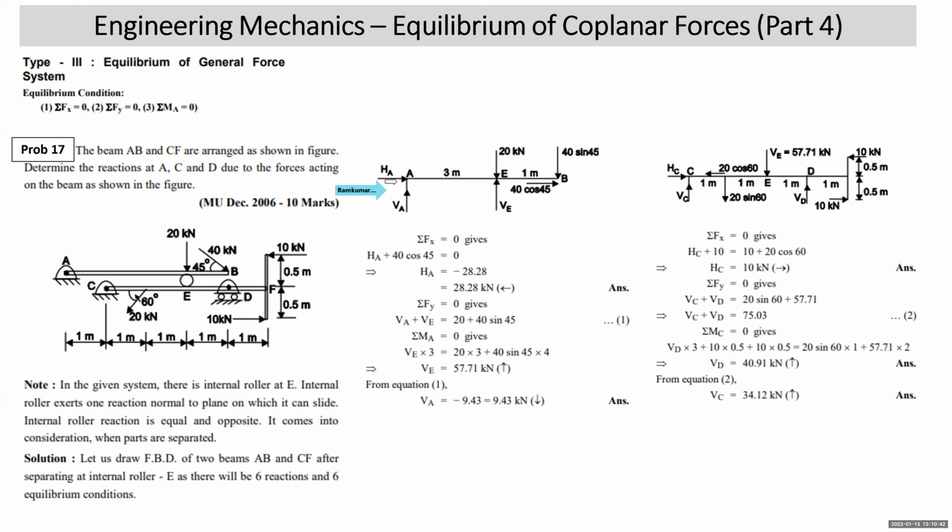We write sigma Fx equal to 0, HA plus 40 cos 45 is 0, so HA comes minus 28. Minus means the assumed direction of HA was wrong. It is not to the right, it is to the left. Sigma Fy is equal to 0, VA plus V is equal to 20 plus 40 sine 45.